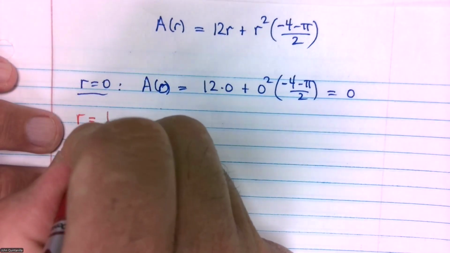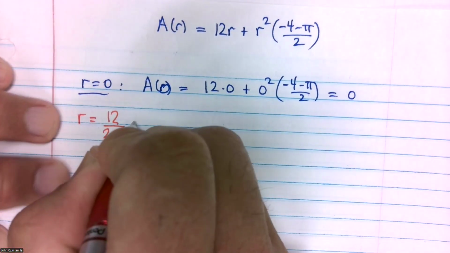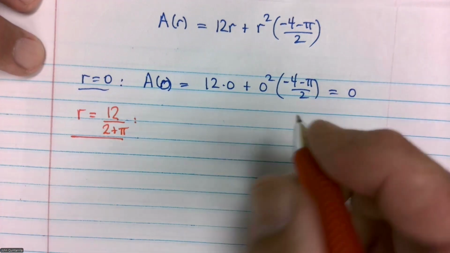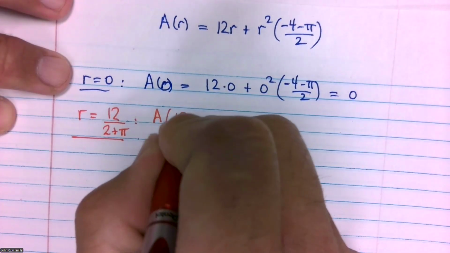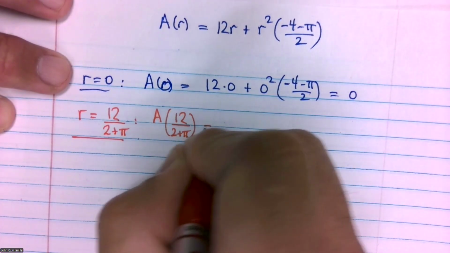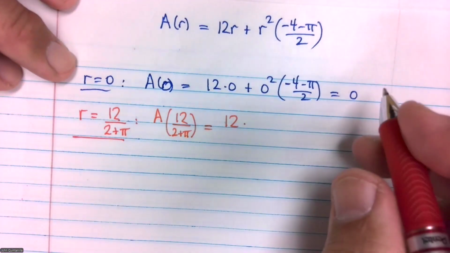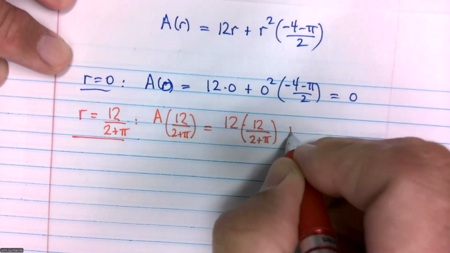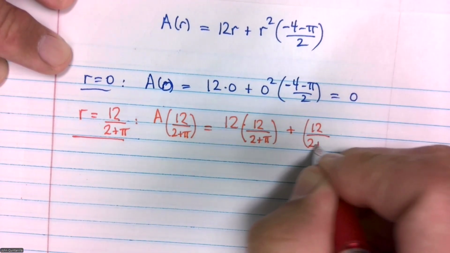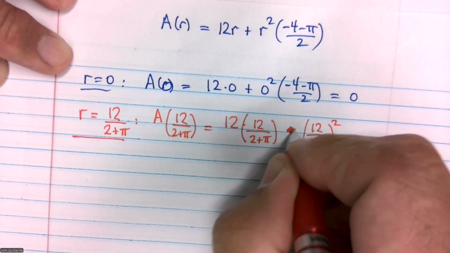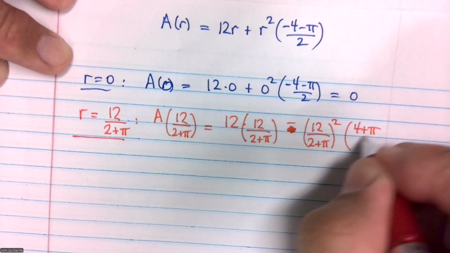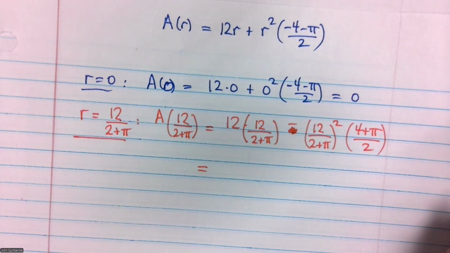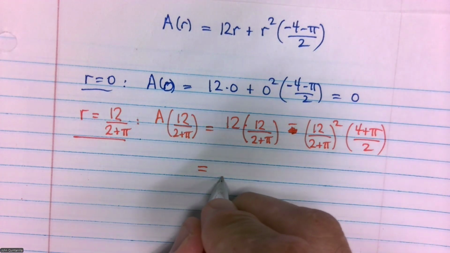The other endpoint is 12 over 2 plus pi. That was the other endpoint that I figured out. For this one, I just have to do the work and see what we get. So the area at 12 over 2 plus pi is equal to 12 times 12 over 2 plus pi, plus 12 over 2 plus pi squared, and then times minus 4 plus pi over 2. All right, now that's needless to say a mess. Let's get a common denominator.